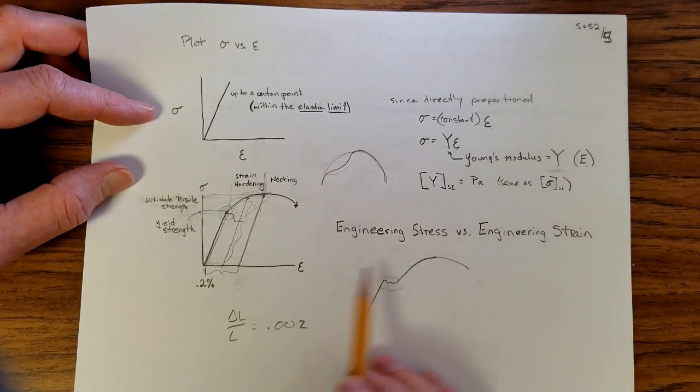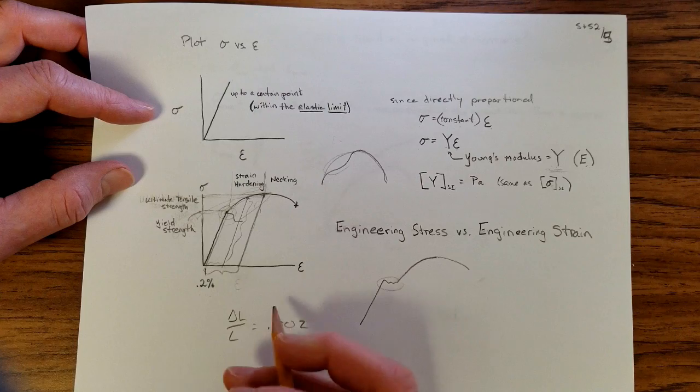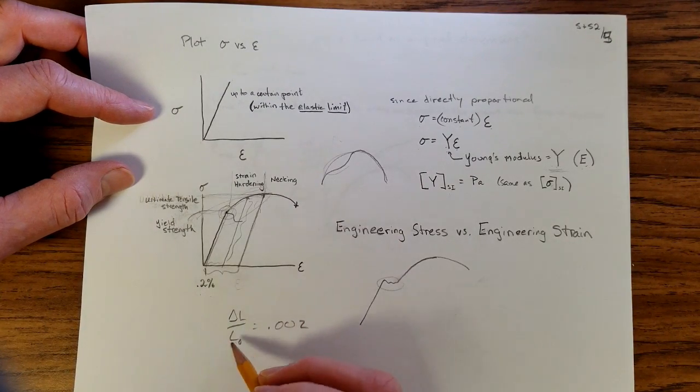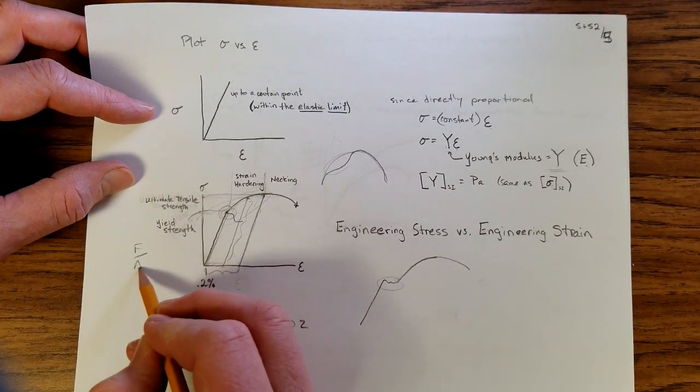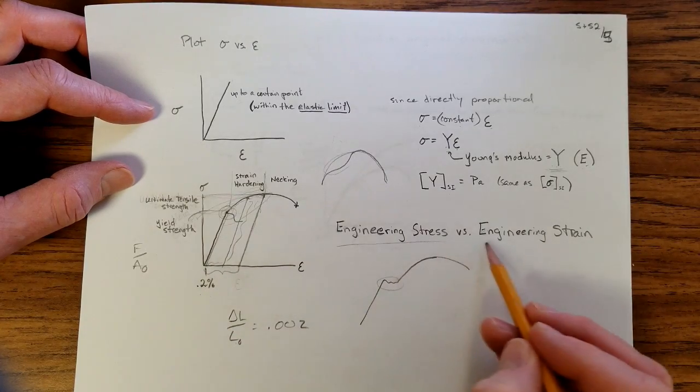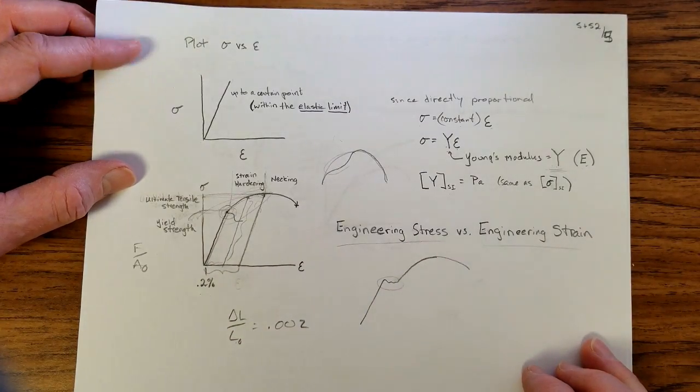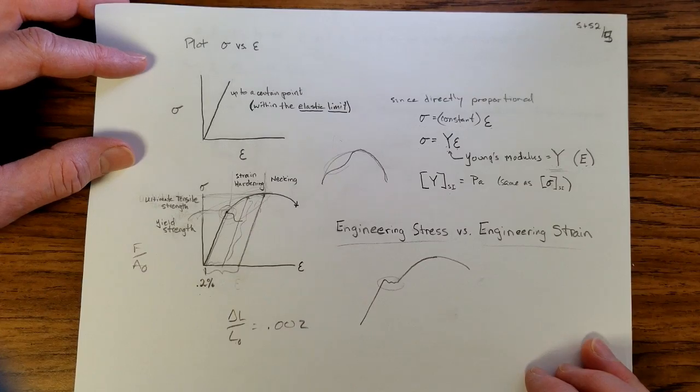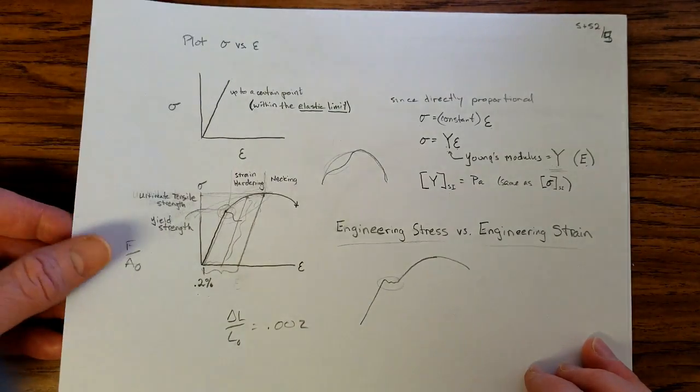This type of stress and strain, where we compare things to the original amount, so this is the length over the initial length, and this is the force over the initial cross-sectional area, is known as engineering stress and engineering strain. In a moment, we're going to get into another way of looking at it.